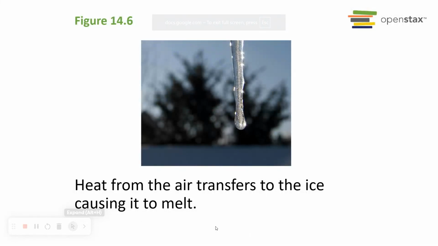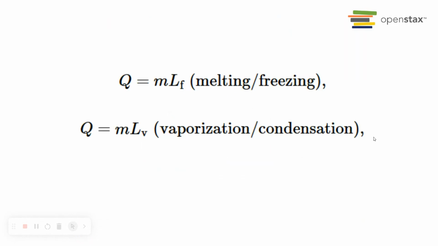All right, so heat from the air transfers to ice and it causes it to melt. And so melting and freezing, remember that energy can't be created nor destroyed. And so I have two formulas here. And the L stands for latent heat.